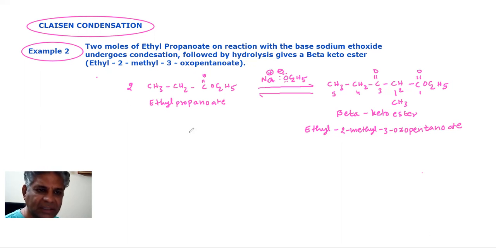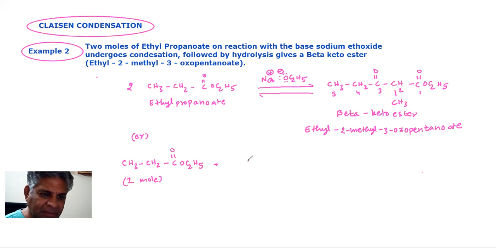You can write down the reaction like this, or you can write it like this. See here, this is CH3CH2C double bond O, OC2H5. So this is the first mole of your ethyl propanoate plus, for the second mole, just separate this hydrogen on the alpha carbon. See, this is your alpha carbon of ethyl propanoate. Just separate this hydrogen and then treat this with your sodium ethoxide.